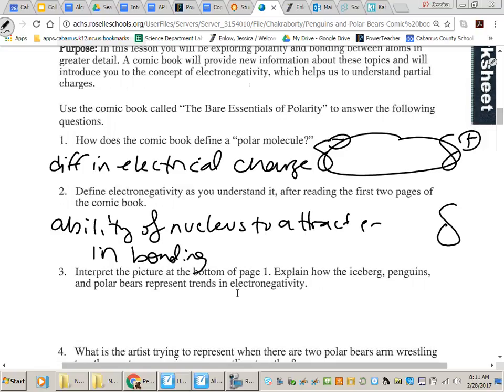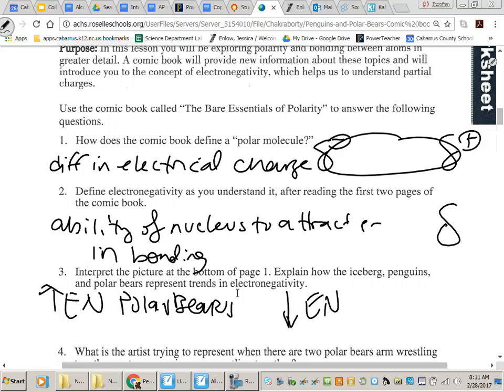Interpret the picture at the bottom of page 1. Explain how the iceberg, penguins, and polar bears represent trends in electronegativity. Who's got me here? Yes, Sandra. Polar bears have high electronegativity because they attract electrons. And then the penguins have low electronegativity. Okay, so the penguins were representing the metallic side of the periodic table. The iceberg was the periodic table, and then your polar bears were high in electronegativity due to the fact they were nonmetals, meaning higher electronegativity across the board.